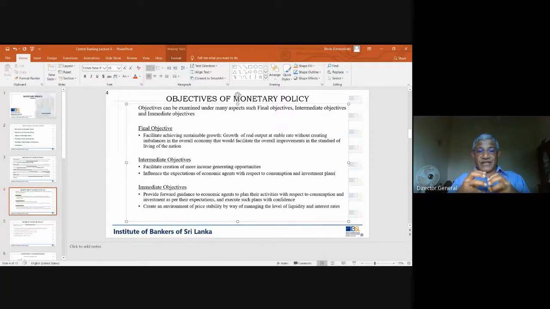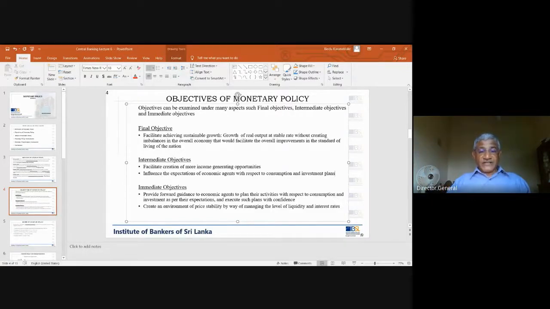When they start planning, their expectations influence that. And when they execute those plans, it creates more employment opportunities for other people as well. Then everybody's income will go up. If there was some unemployment, it will go down and employment will go up. Finally, as a whole, society will have a better standard of living. Understand? Okay. Then we have the final, we have the intermediate, we have the immediate run.